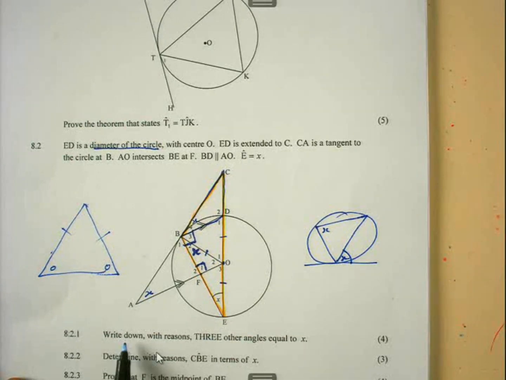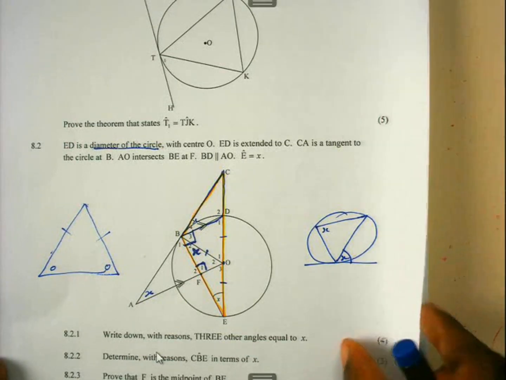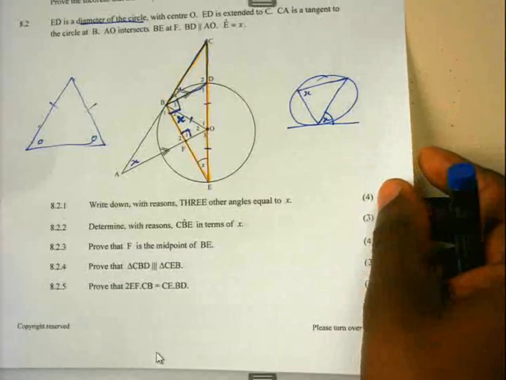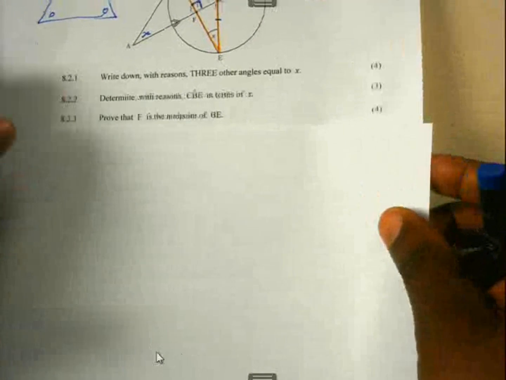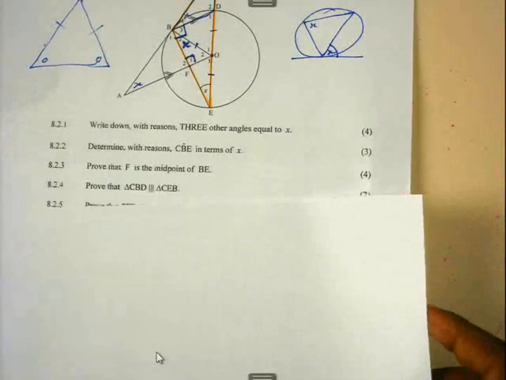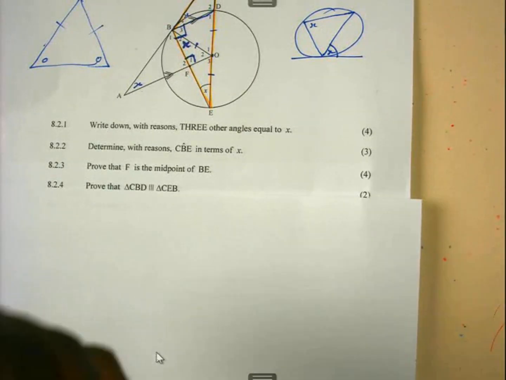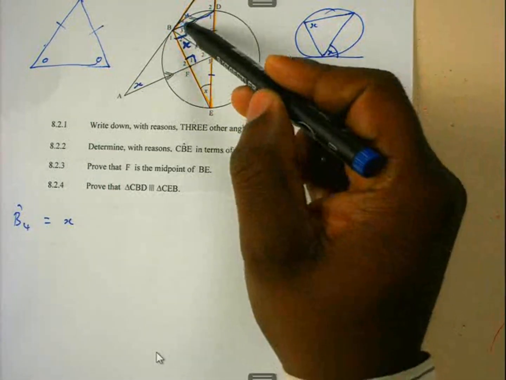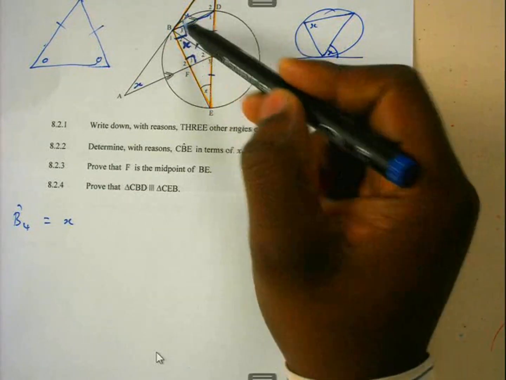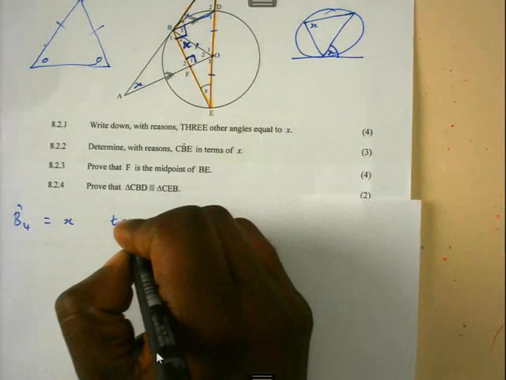The first question says, write down with reasons, very important, with reasons, 3 other angles equal to x. We have long marked those already. Can you see that? They are already marked there. Let me use what we have here. With reasons, write the angles that are equal to that. Angle B4 is the first one, equal to x. The reason is, remember, the Cant theorem.